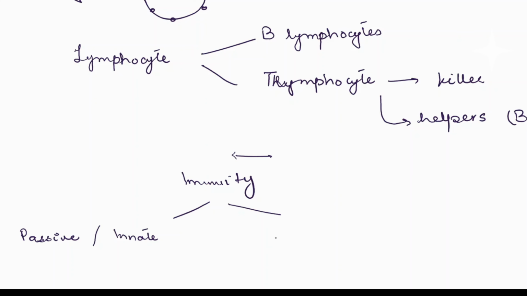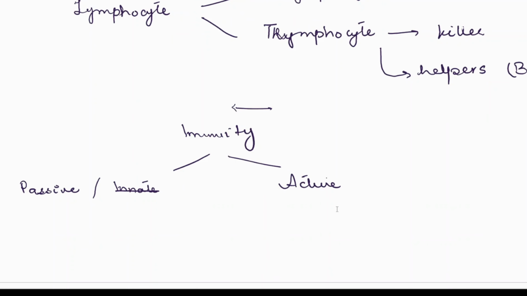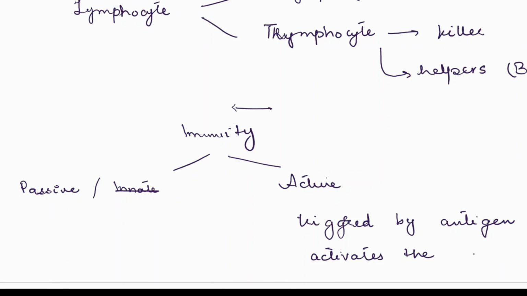The other is, let's first discuss the active and passive. Active immunity is the one which is triggered by the antigen, and it directly activates or produces the antibodies. For example, I'm giving you an example. Do you have any idea about COVID? Let's take an example of COVID for both active and passive.